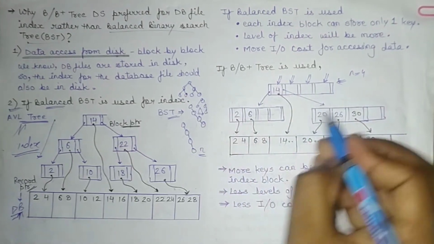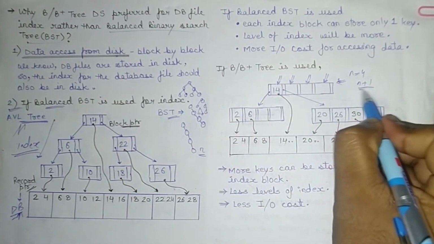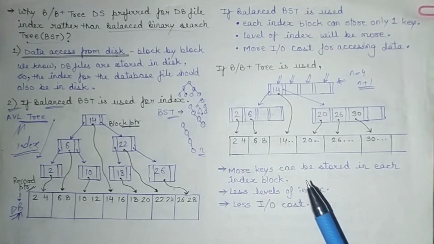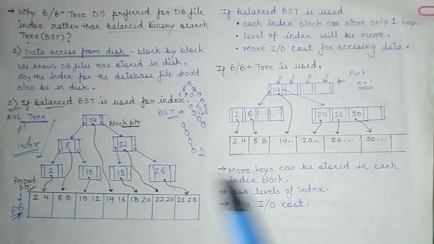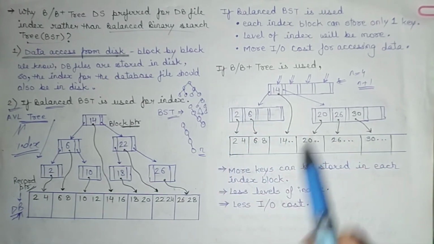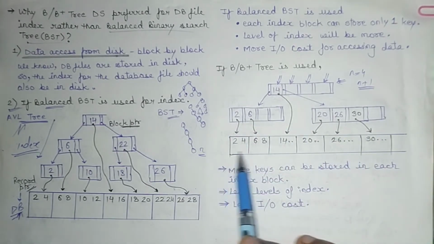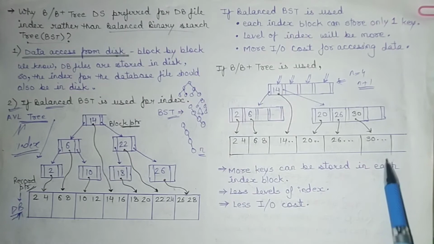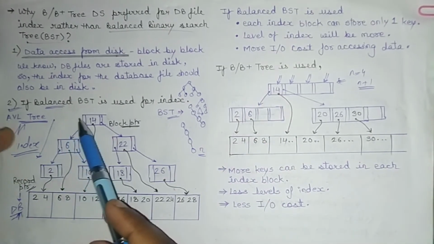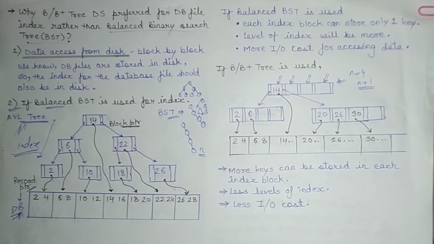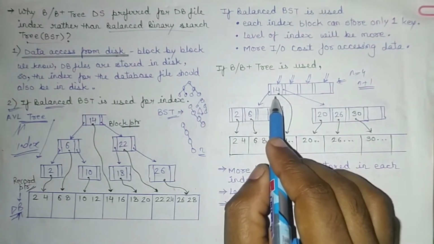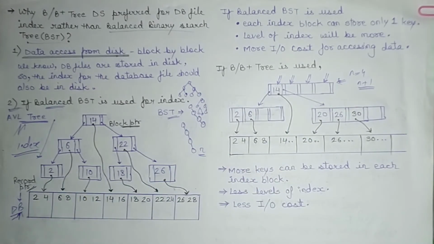And how many pointers am I having? N plus 1, that is 5, right? So we are having 5 pointers, 1, 2, 3, 4, 5, and each child can store 4 key values, right? And similarly this is the database file. So here, as compared to this balanced binary search tree, you can see that the levels are comparatively less, and in that particular less level we are able to store more keys as compared to this.